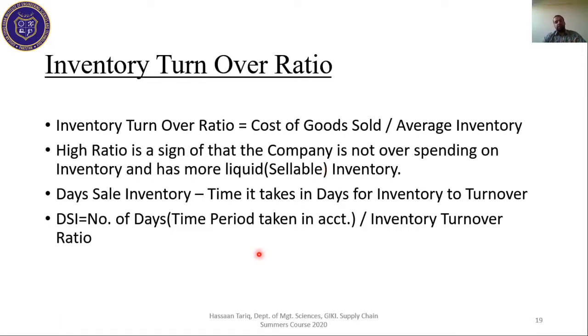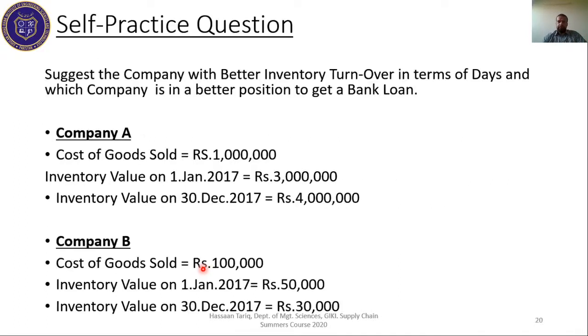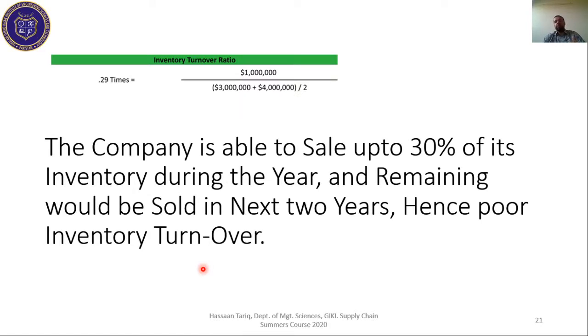Similarly, we have days sales of inventory, that is how much time it really takes, in terms of days, for the inventory to turn over. That means to be replenished from the shelf. Then we have the formula for this, that is number of days over your inventory turnover ratio. I do have some practice questions for you that you can go through, and the solutions for the practice questions have been provided within the slides. So all those having the slides with you, can you just go through and make sure that you practice these very well.